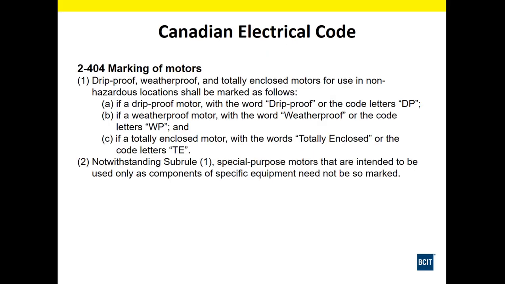The Canadian Electrical Code requires all motors have enclosure markings on them, whether it be drip-proof, weatherproof, or totally enclosed. As shown here, if the motor is designated drip-proof, it must have a DP on its nameplate, weatherproof WP, and totally enclosed must have a TE on the nameplate.